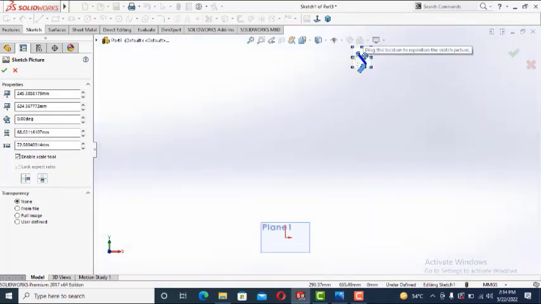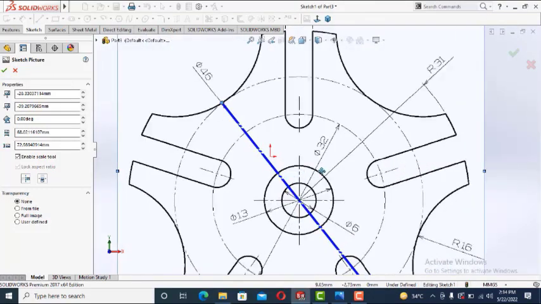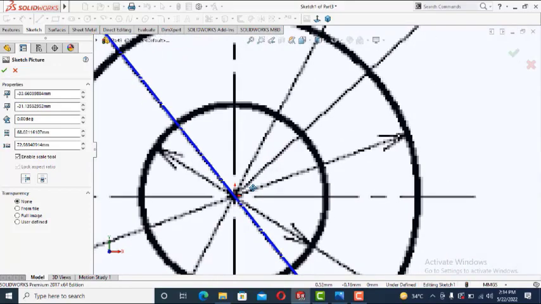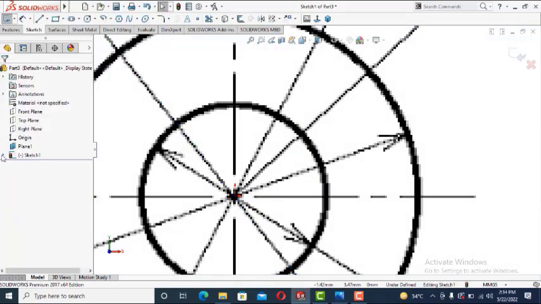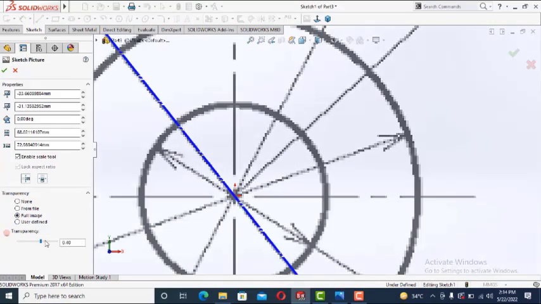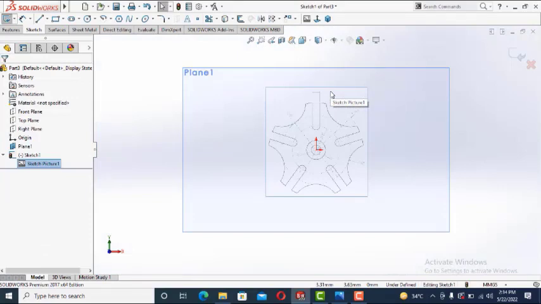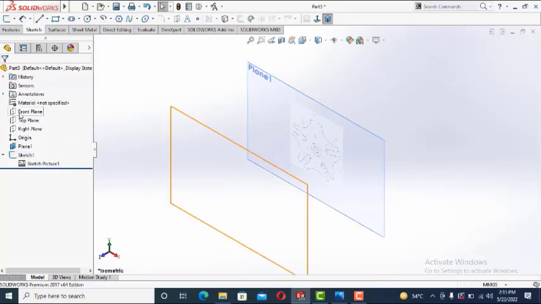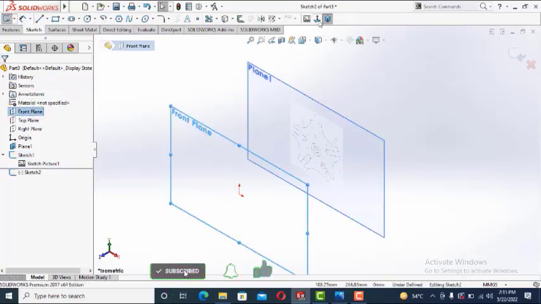Now let's locate the origin. Origin will be, of course, the center of all the circles. This is the center of all the circles. Reduce the transparency to 0.6. So our drawing has been pasted. Now let's draw the sketch on front plane, normal to plane.